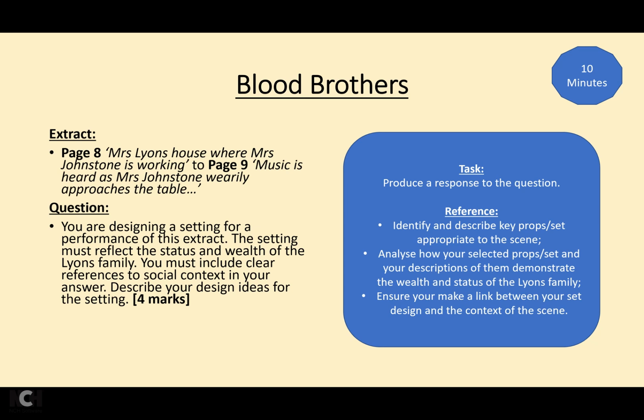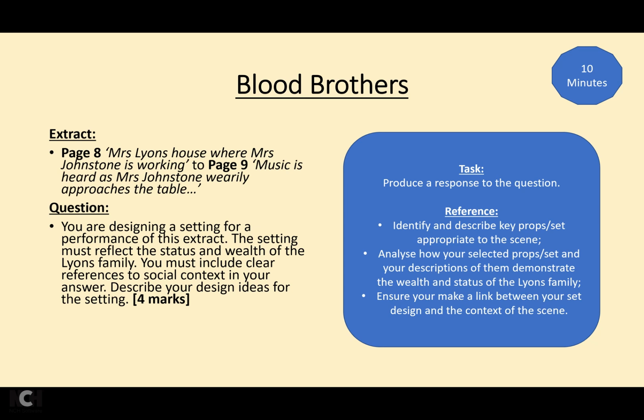So you can talk about industry at that time. We know that Mr. Lyons is a factory director. You could talk about the differences between the factory director and the factory workers and the contrast between the two scenes. You could talk about wealth in that time, you could talk about the rise of capitalism. Use your context research to help you, and we looked at that, so do use that to help you.